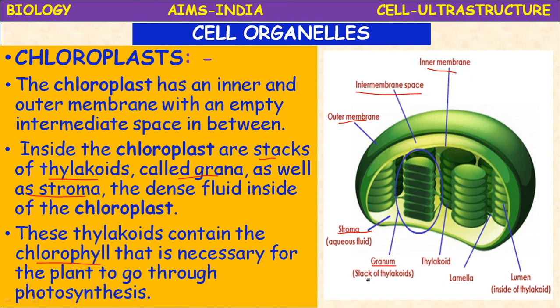The granum region is made up of several stacks of thylakoid membranes piled one over the other. So this entire structure is called a granum. Grana means plural, granum means singular. Each granum consists of thylakoid membranes one over the other, and these thylakoid membranes are connected to each other by means of thread-like structures called lamellae, lamella singular, lamellae plural. The space present inside the thylakoid is called the lumen. In between the thylakoid membranes, space is present.